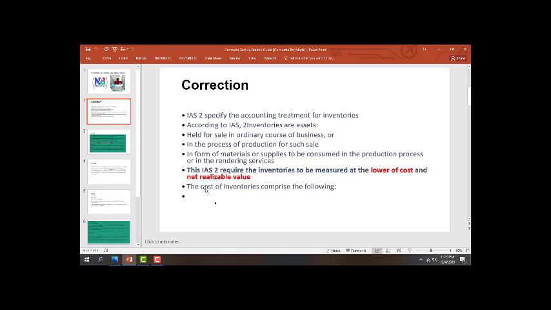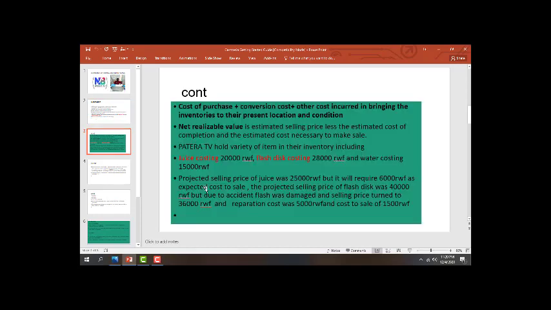I want you to know where these 2 points are included in this sentence: lower of cost and net realizable value. We need to know the cost of inventory. Under International Accounting Standard 2, the cost of inventory comprises the following: cost of purchase plus conversion cost plus other costs incurred in bringing inventory to their present location and condition. These costs together make up inventory cost.